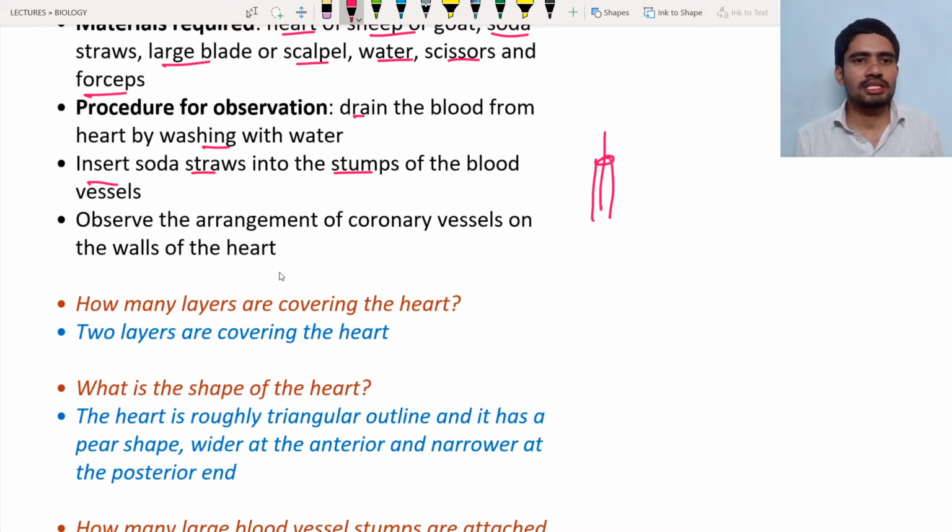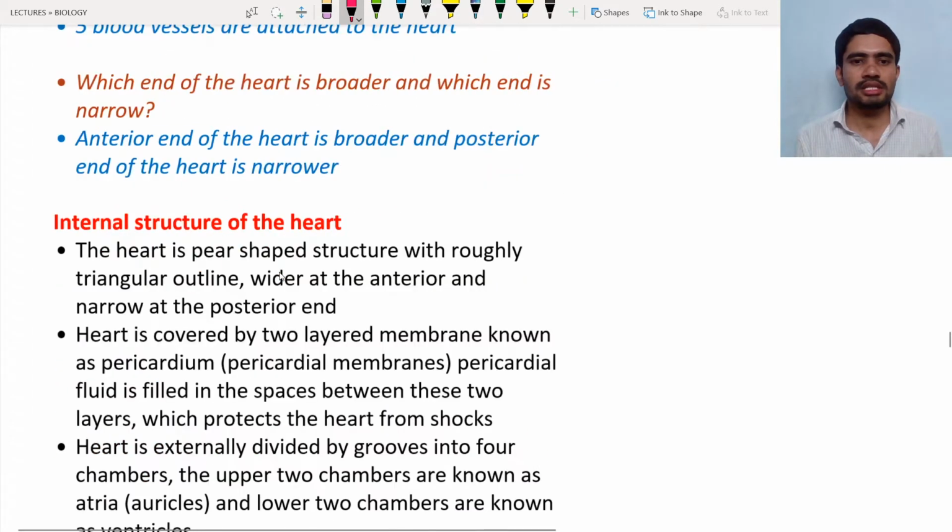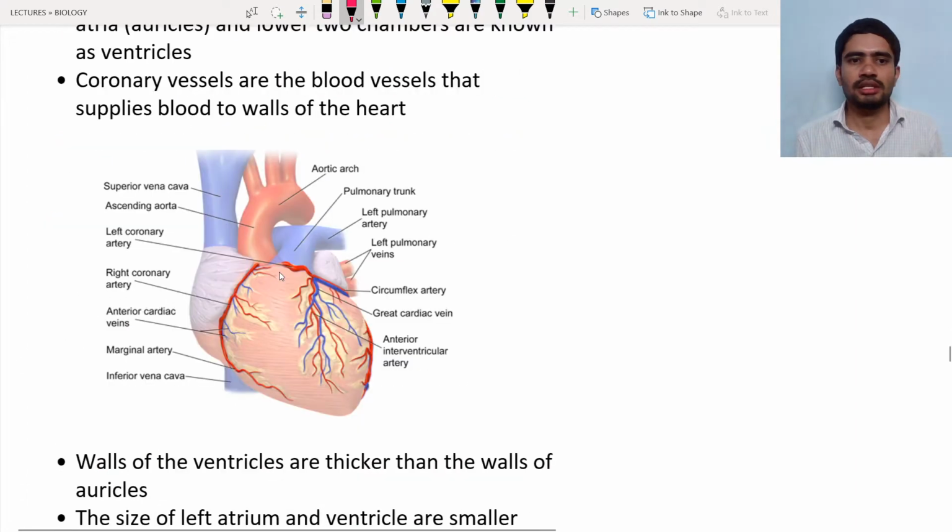Next, observe the arrangement of the coronary vessels on the walls of the heart. Coronary vessels are nothing but the blood vessels that are present on the walls of the heart. In this diagram you can see the coronary vessels. The term coronary refers to the heart, so the vessels which are present on the heart are known as coronary vessels.